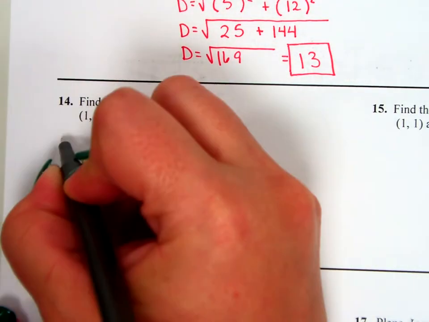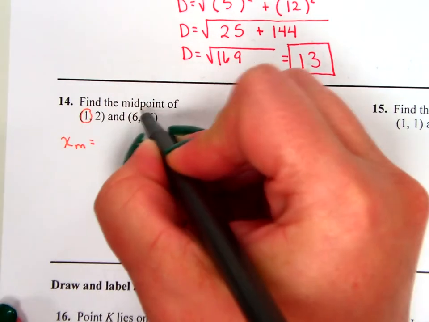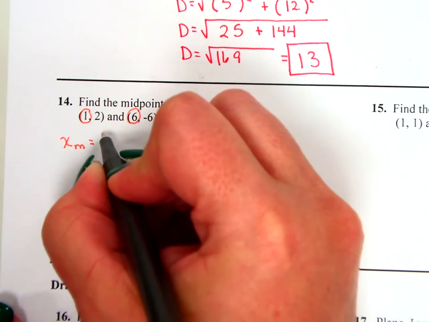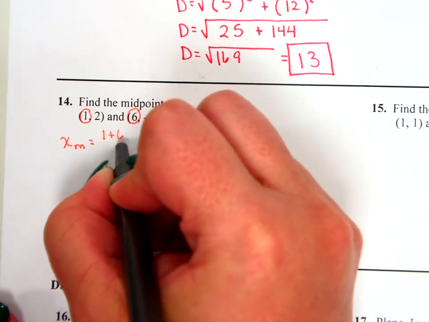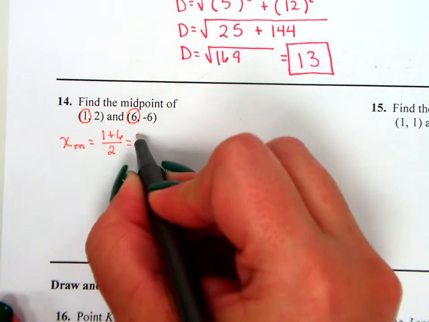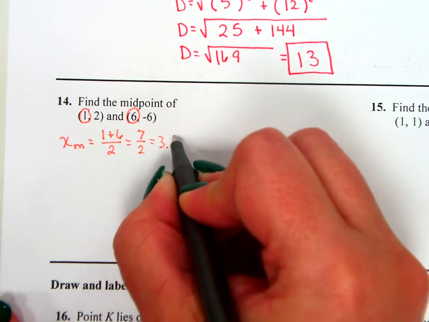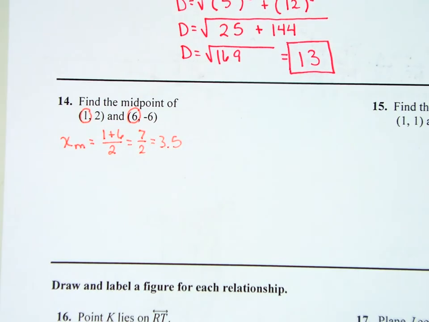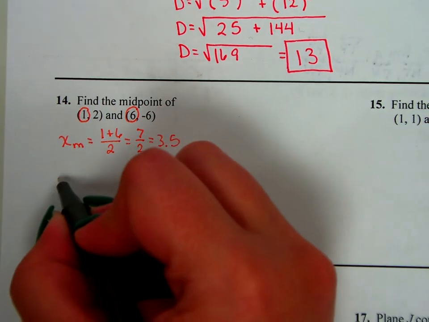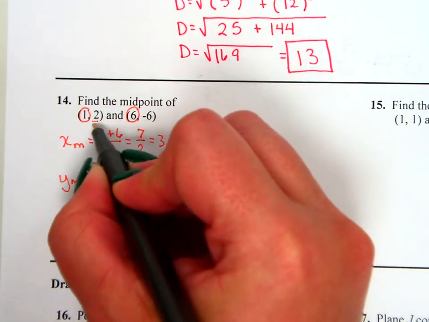So to find the x of the midpoint, we take our 2 x's, 1 and 6, add them together and divide by 2. What's 1 plus 6? 7. Divided by 2? 3.5. It's okay to make it a decimal. I'm okay with that, as long as it's a nice even terminating decimal, which the average always would be, then you're good. Then I do the same exact thing to find the y value of the midpoint.